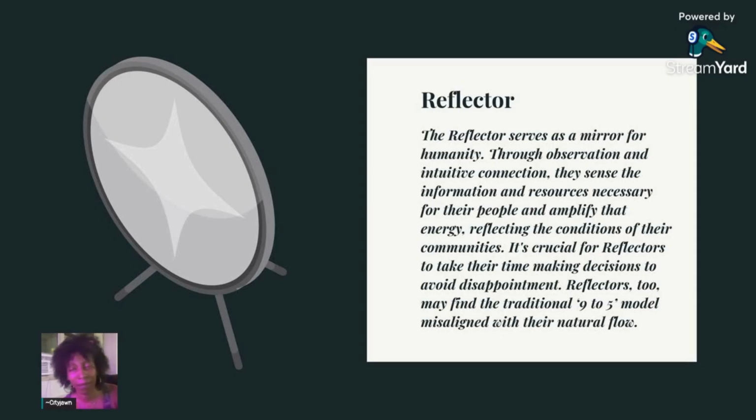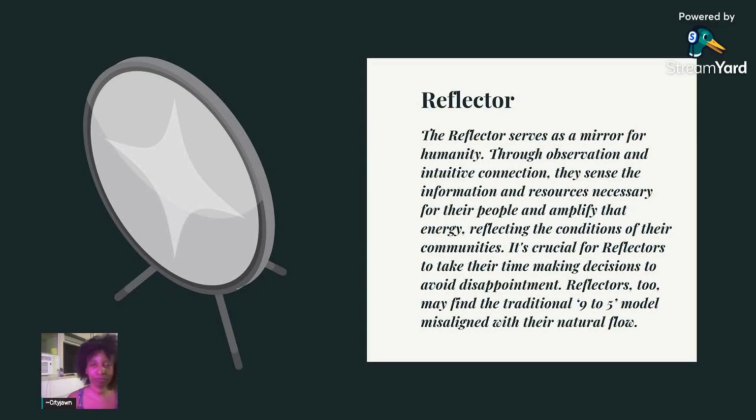So the other thing that's crucial for reflectors is their decision-making timing, because their energy is so reflective. They need to wait an entire lunar cycle to make decisions. And think about how antithetical that is to the society that we live in, that requires decisions to be made quick, fast, in a hurry. What are you going to do? You need to know by next week. But reflectors really need time to go through an entire emotional wave, an emotional cycle and lunar cycle to make a sound decision, and sometimes more than one.